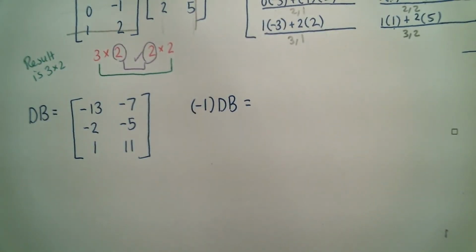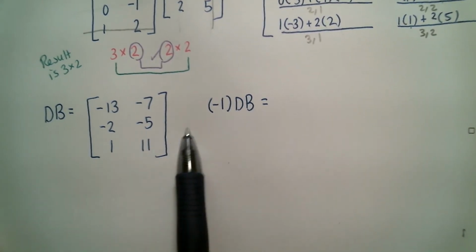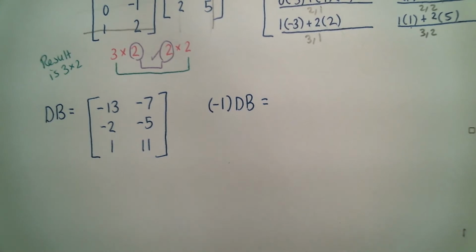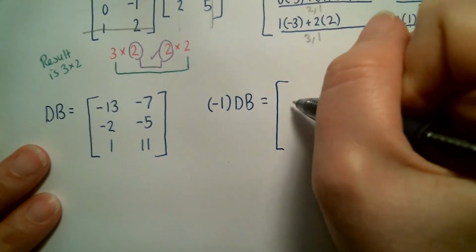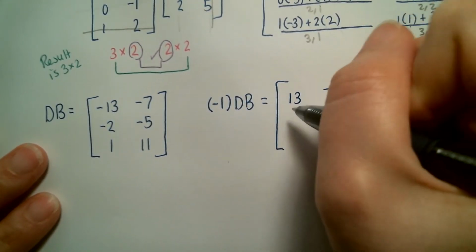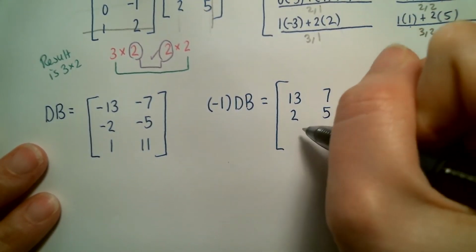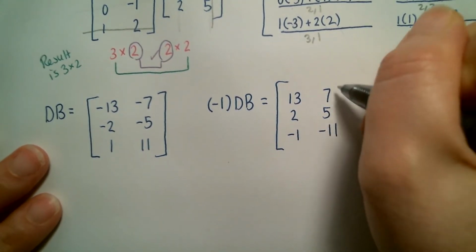Remember what that means. Scalar multiplication. You're going to take every number in the matrix and multiply it by that number. So we're going to take every number in here and multiply it by -1. That's going to change the sign of everything. So everything negative will become positive. Everything positive will become negative. So this result is going to be 13, 7, 2, 5, -1, -11.